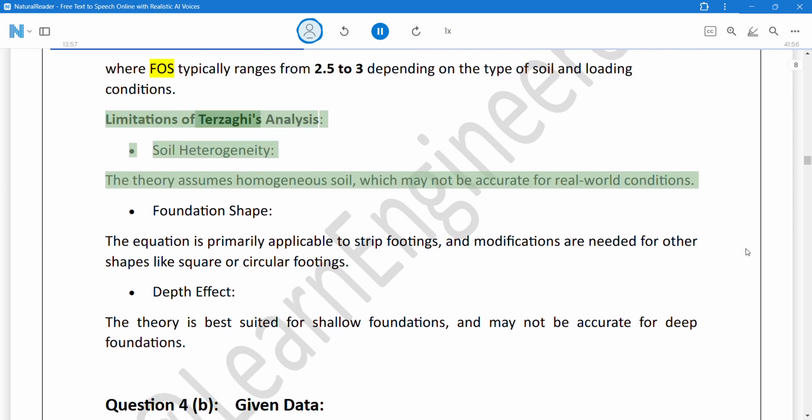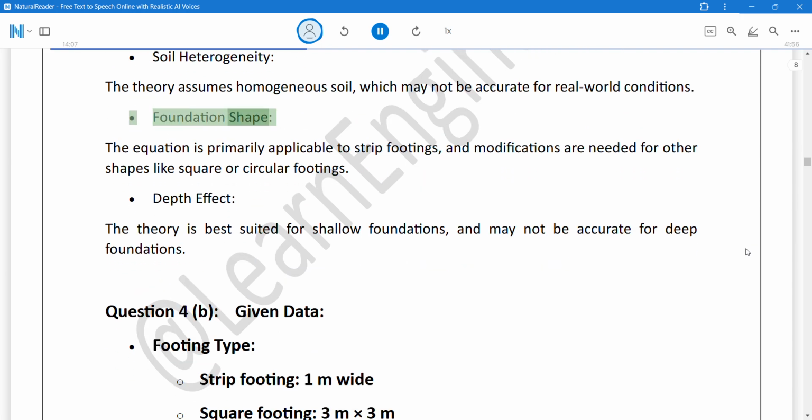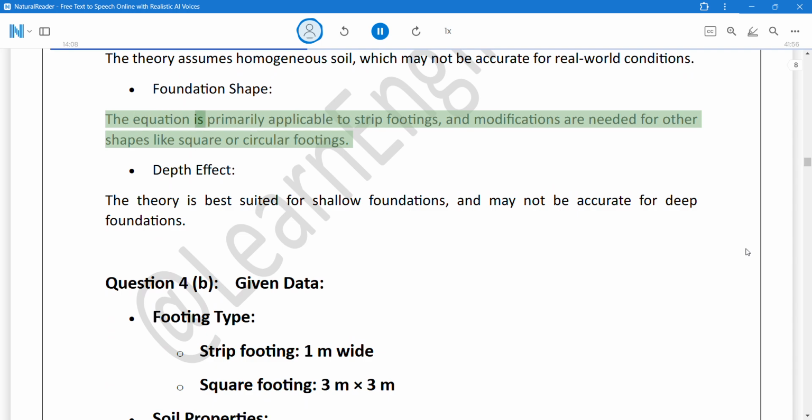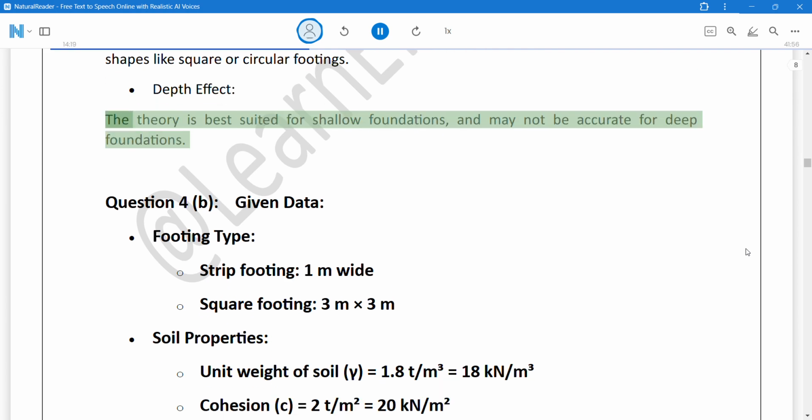Limitations of Terzaghi's analysis. Soil heterogeneity: the theory assumes homogeneous soil, which may not be accurate for real-world conditions. Foundation shape: the equation is primarily applicable to strip footings, and modifications are needed for other shapes like square or circular footings. Depth effect: the theory is best suited for shallow foundations, and may not be accurate for deep foundations.